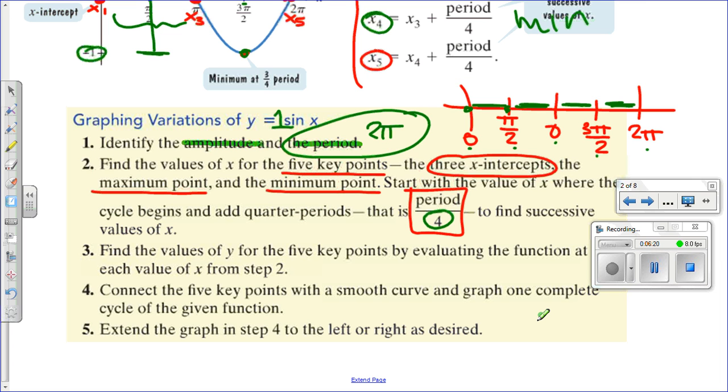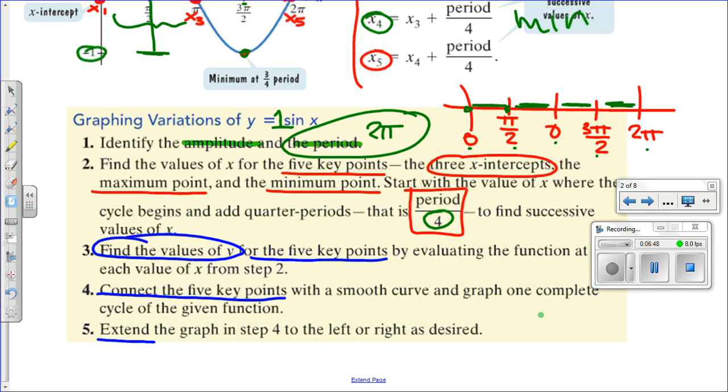We're gonna graph several examples. And of course, once we have the x values of the key points, we still need to find the y values. And then pretty easy, we will connect the 5 key points with a smooth curve, so no sharp turns. And then we extend the graph as desired. So we already know the domain is all real numbers, so we can extend it, right, until we die, but we're not going to do that.